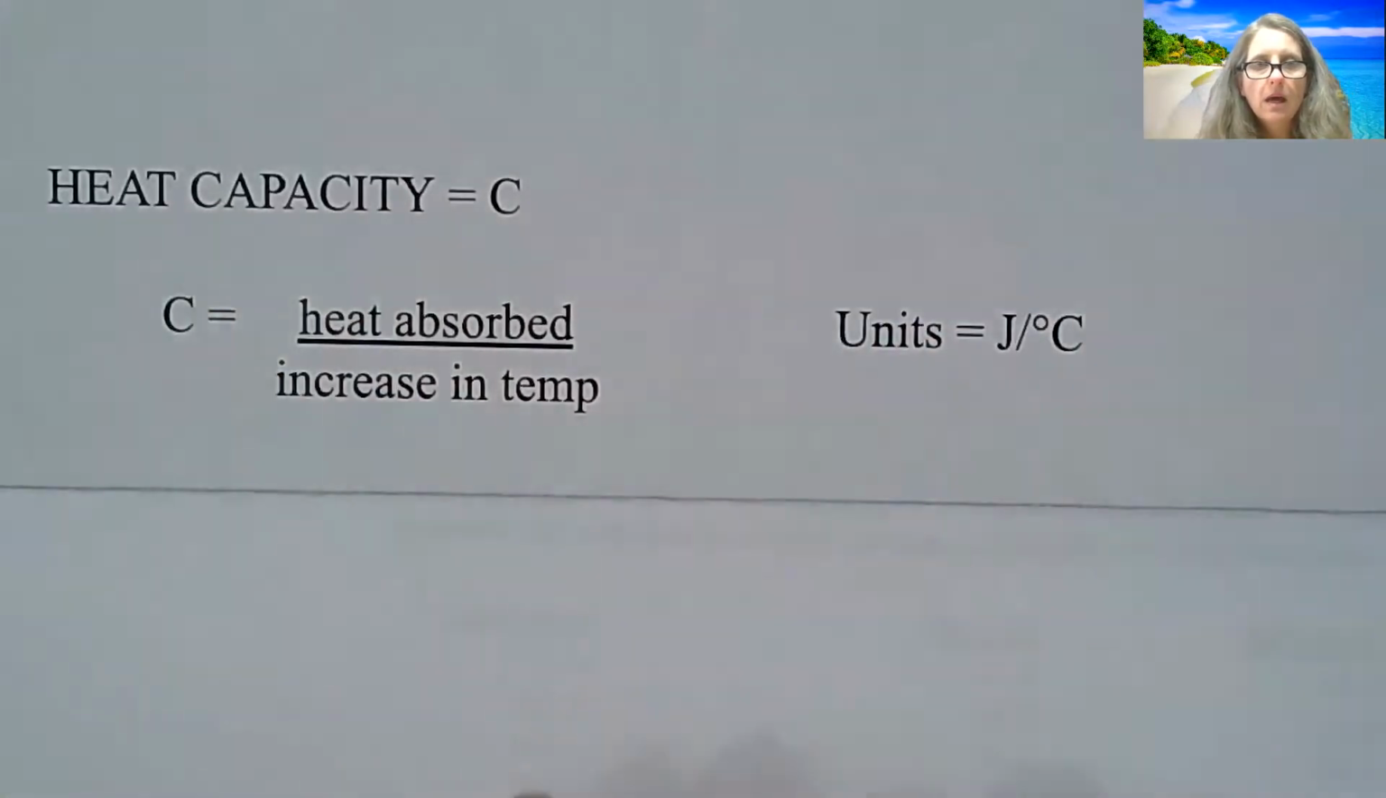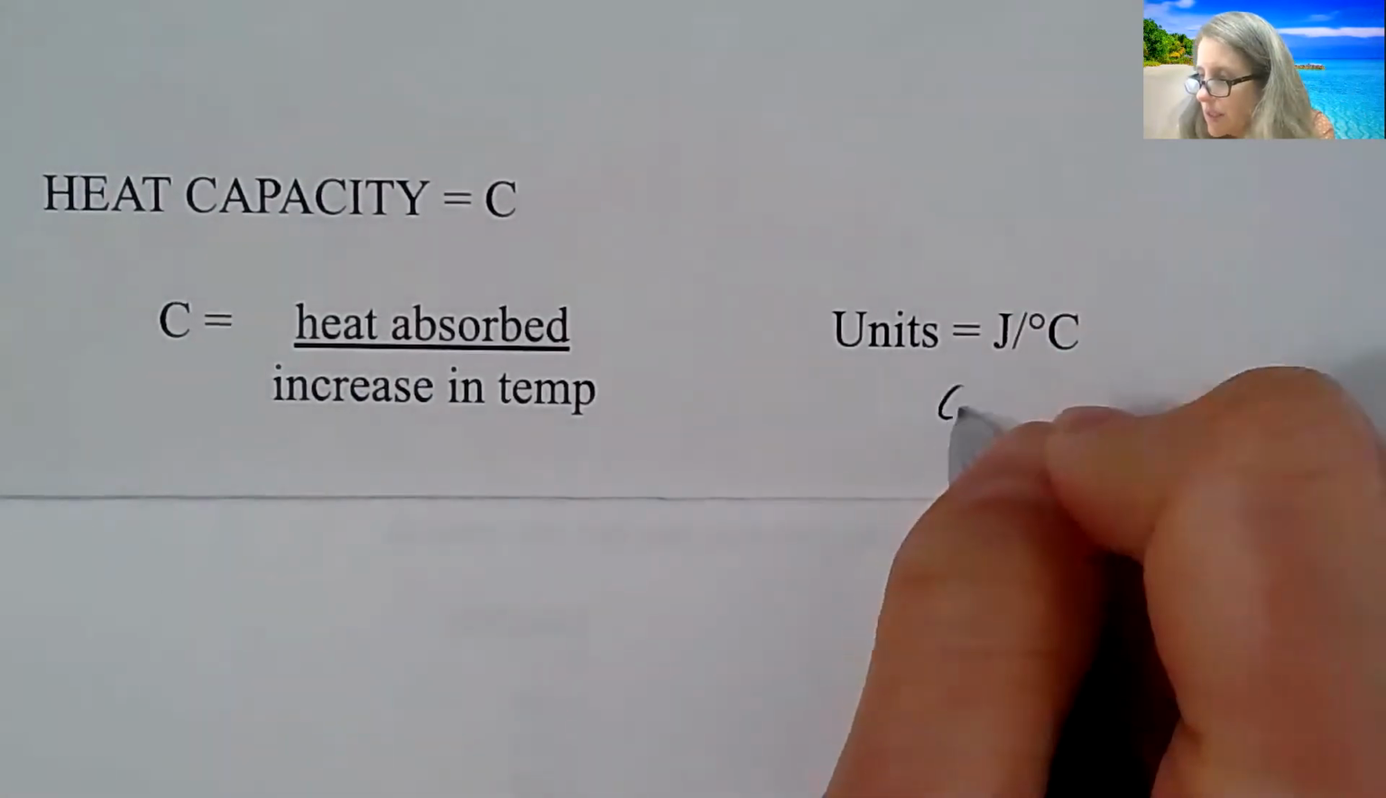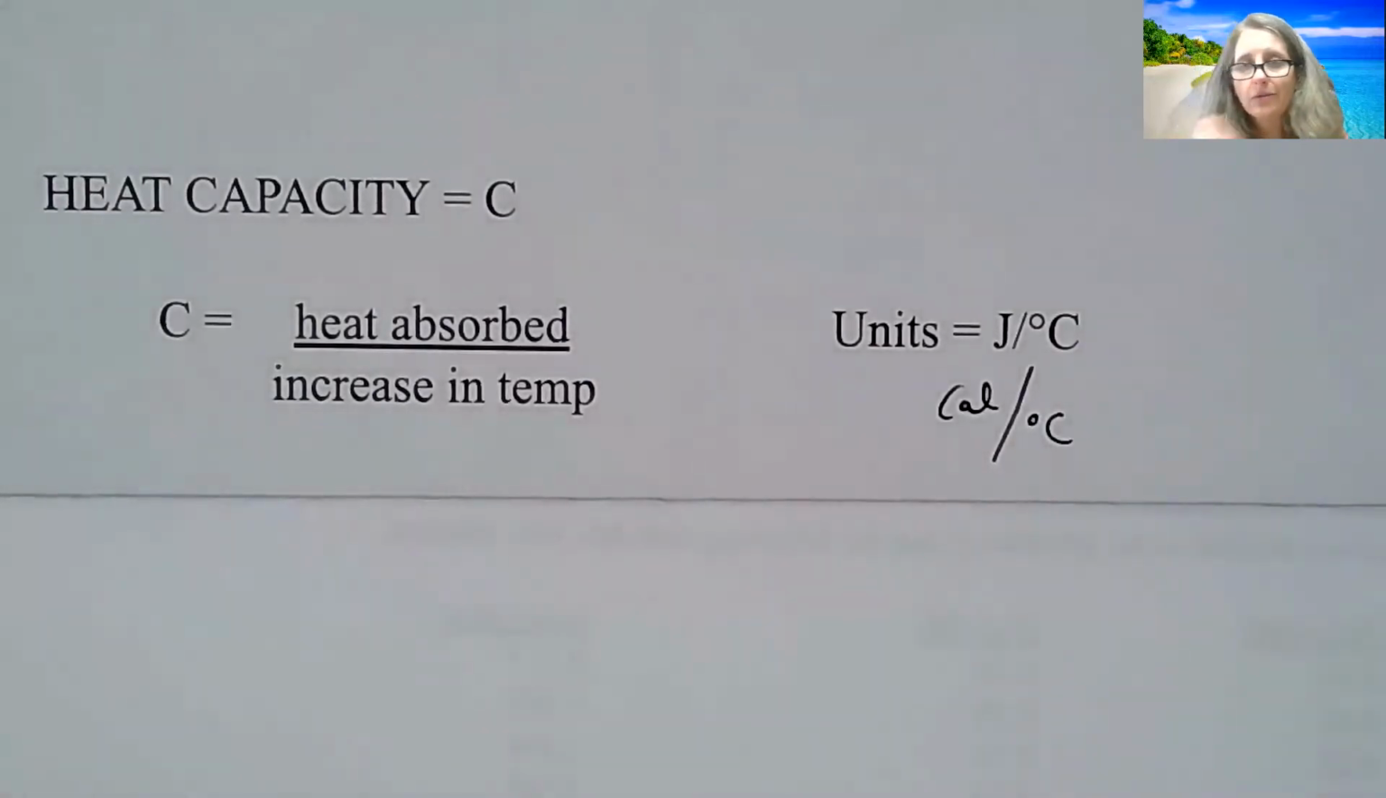It is the amount of heat absorbed per increase in temperature. So the unit you typically see for this is going to be a heat unit over a temperature unit. So another one you could see is calories per degree Celsius. Now realize heat capacity of a substance then really is going to depend upon how much of the substance you have.